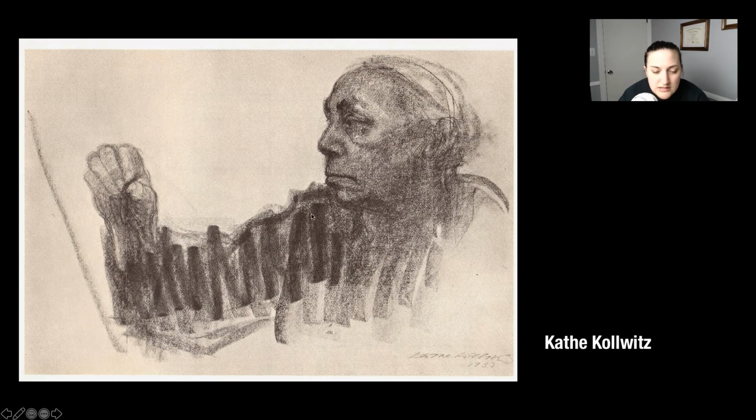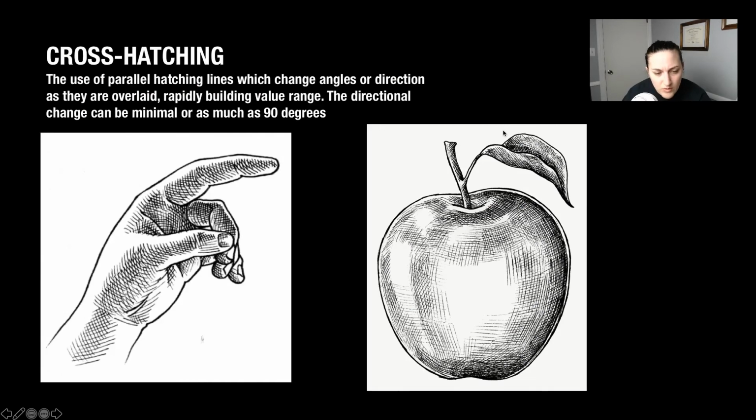So again, this is in the expressive quality of mark making, but it is quite economically done. Economically meaning effective with very little work done, right? So I wanted to show you some Kathy Kollwitz. Okay, and then we're on to cross hatching.